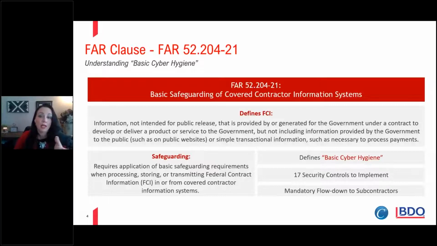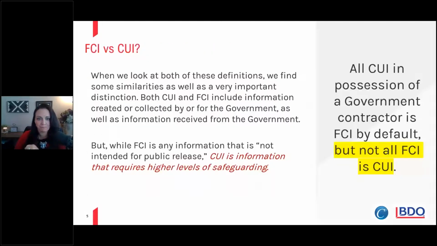And of course, as FAR clauses go, and we'll talk about the DFARS clauses, you are mandated to pass this down to your subcontractors. So if you receive the FAR clause in your prime contract, the government anticipates you will mandatorily flow this down to your subcontractors so that they, in turn, are safeguarding FCI.